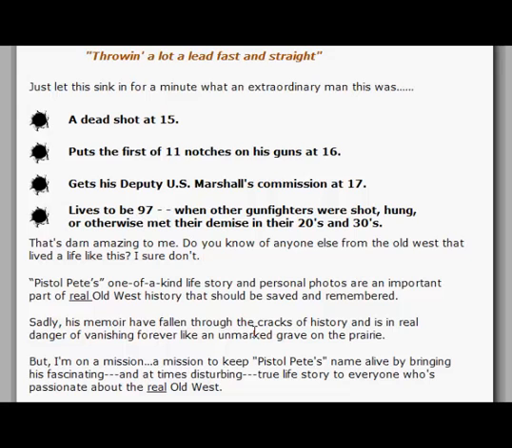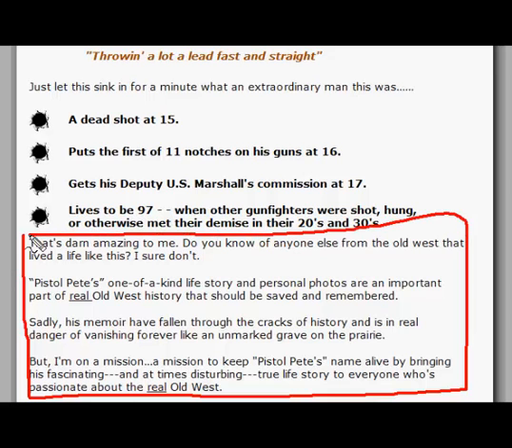Sadly, his memoir has fallen through the cracks of history and is in real danger of vanishing unmarked. Okay, here again, and we're going to see this transition soon. Here again, you tell me the story about Pete, starting from childhood, and give me a quick résumé of his life. Then you end this story, and you transition into how you found this information.